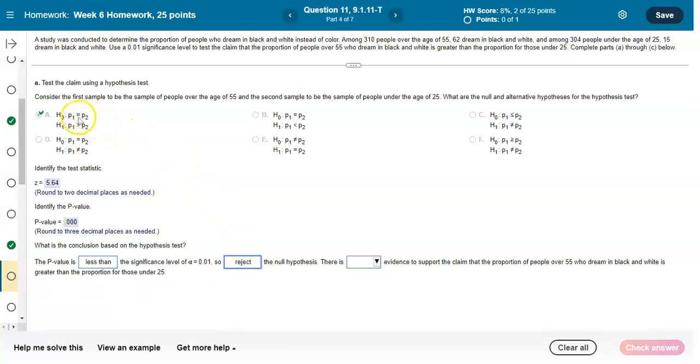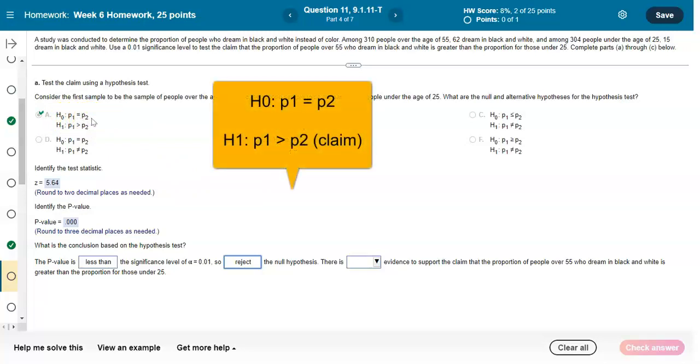Now looking back up here, remember the null hypothesis said that the two proportions from the two groups were equal. So that means that the people who are over 55 dreamt in black and white at the same rate as the people who are under 25. But we just decided to reject that statement. So when I reject a statement, I like to cross it out just to have a visual to myself that I don't like this statement. I want to reject it.